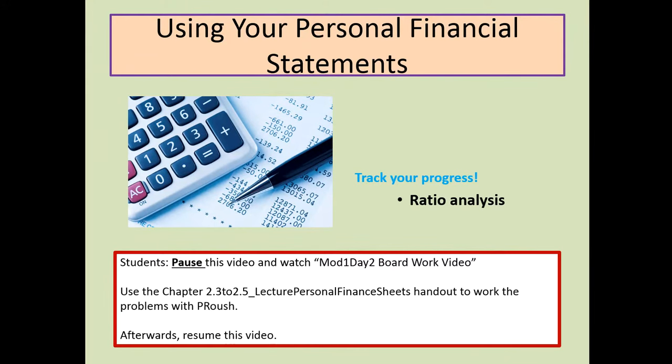So what I would like you to do right now is pause this video and open up a second video that's in your module folder for day 2. It's called Mod1Day2 Board Work video. I'm going to walk through on a whiteboard some calculations of ratios using the handouts that you have. So you'll need the chapter 2.3 to 2.5 lecture personal finance sheets to work through these ratios. After we get done with those ratios, we're going to resume this video and interpret them. So go ahead and pause it now and watch that video and take notes, and then come back to this one.